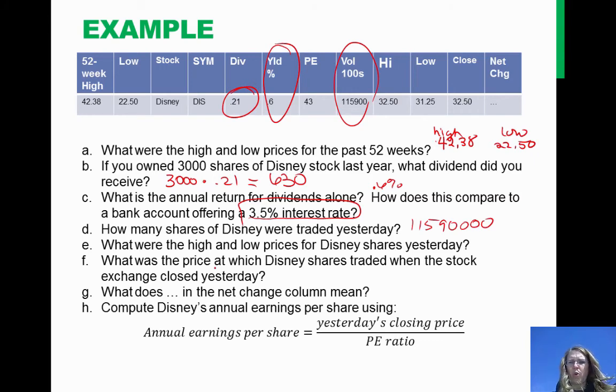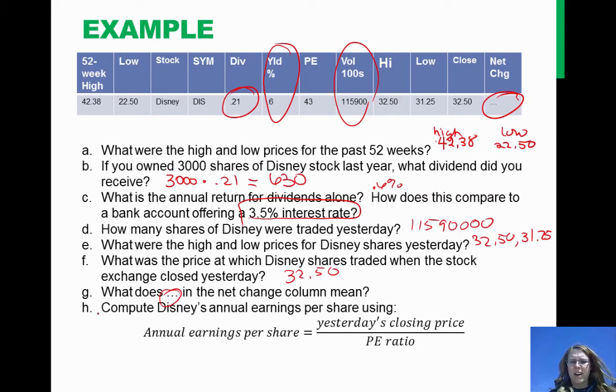What were the high and low prices of Disney shares yesterday? Well, the high was 32.50 and the low was 31.25. What was the price at which Disney shares traded when the stock exchange closed yesterday? That was 32.5, which happens to be the same as the high. So what does this mean in the net column? Well, whenever you see that, that's telling you that really there's no change from yesterday to today.